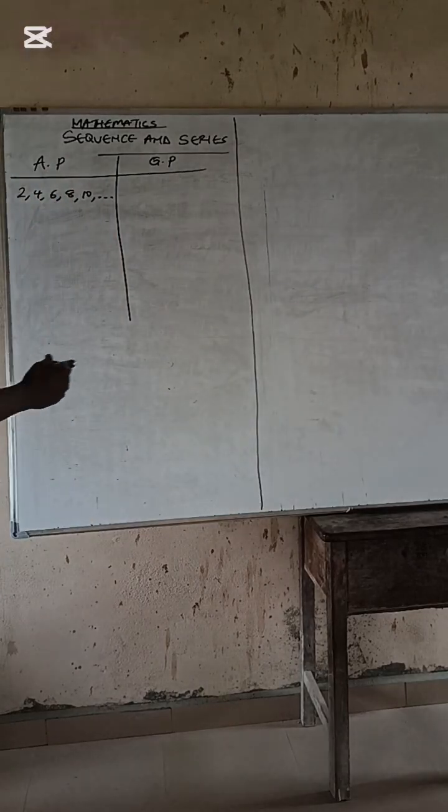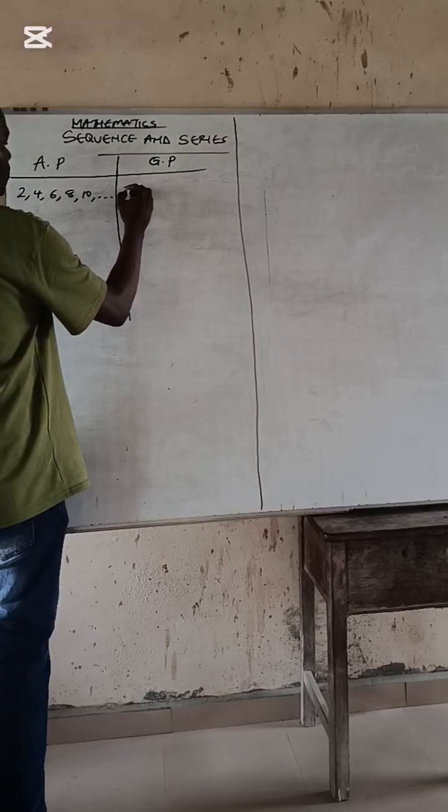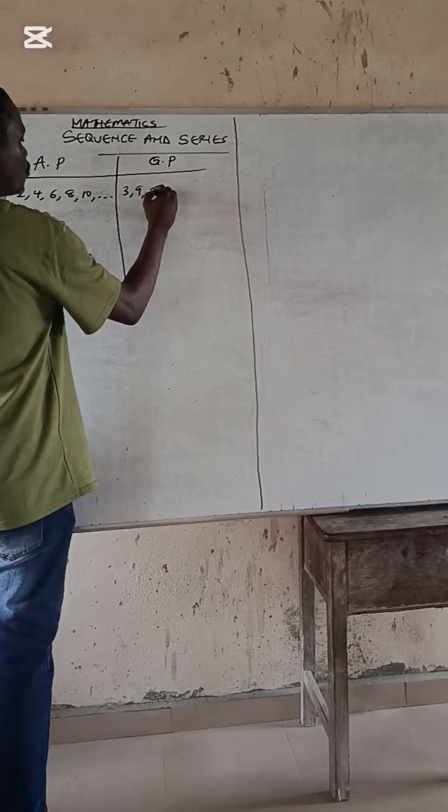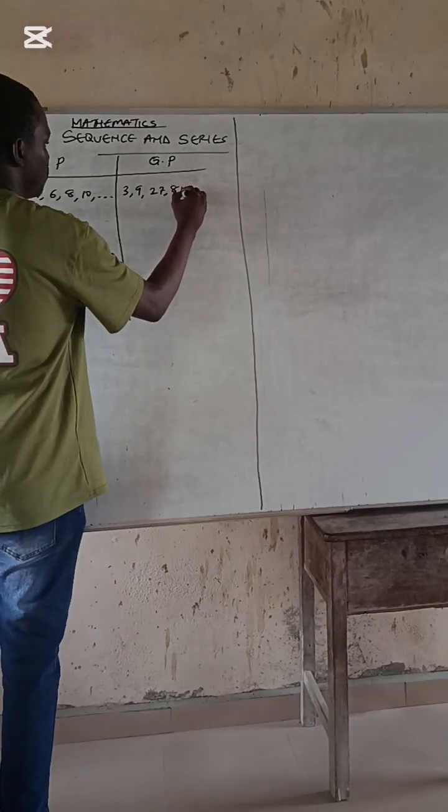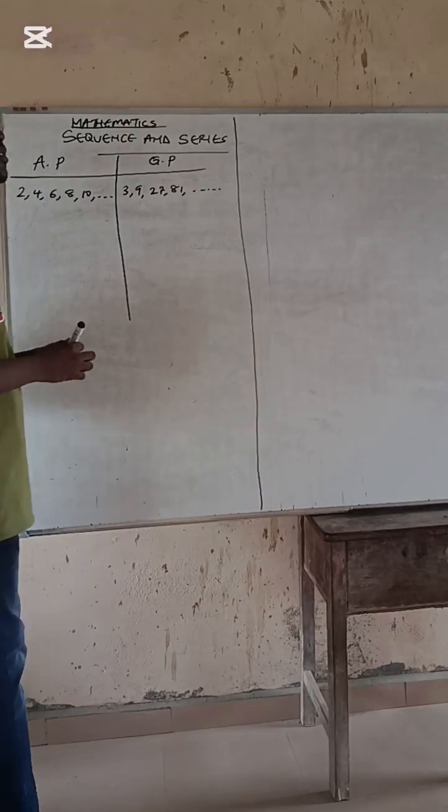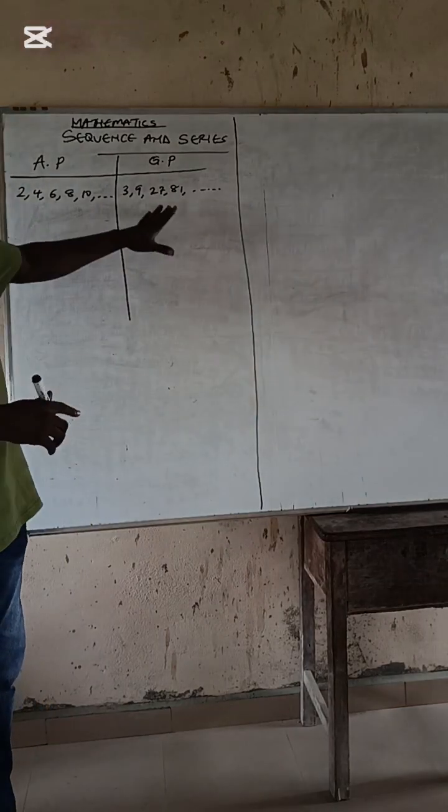Now, when we have something like 3, 9, 27, and so on, this is GP because we are dealing with a common ratio.